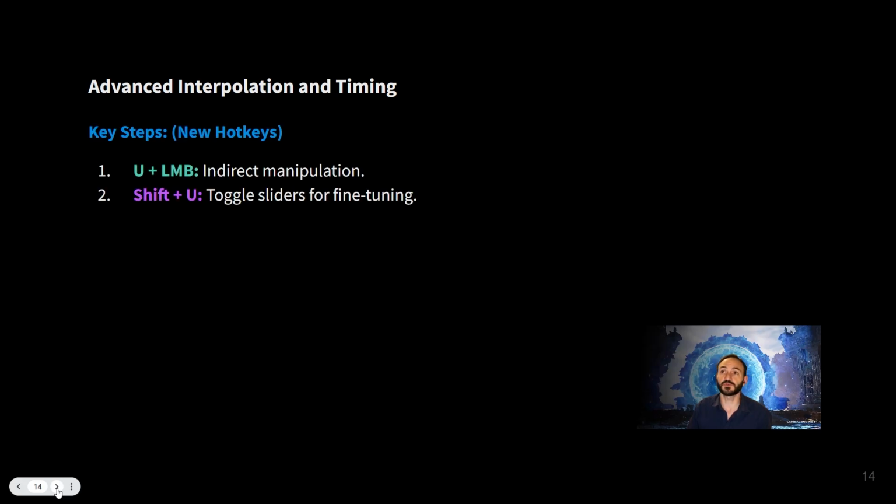There are certain new hotkeys, let's say shortcuts. These are U plus left mouse button, indirect manipulation, Shift plus U, toggle sliders for fine-tuning, Control plus U, toggle overshoot mode for snappy motion. Let's see them in action.